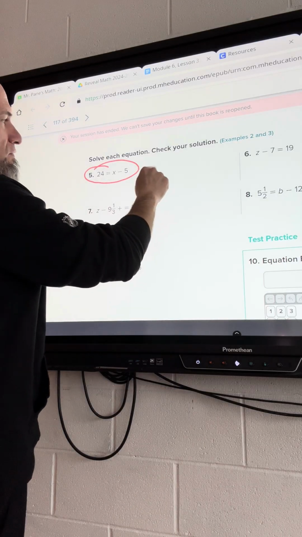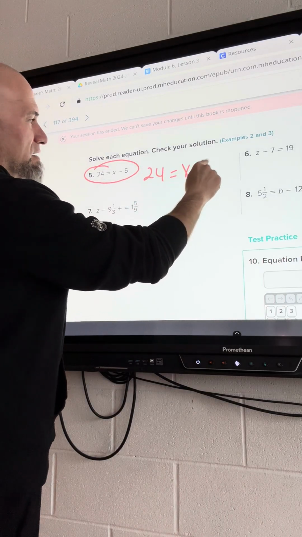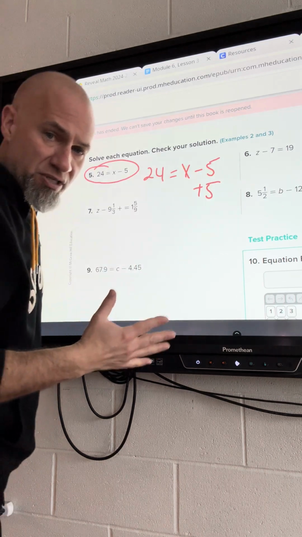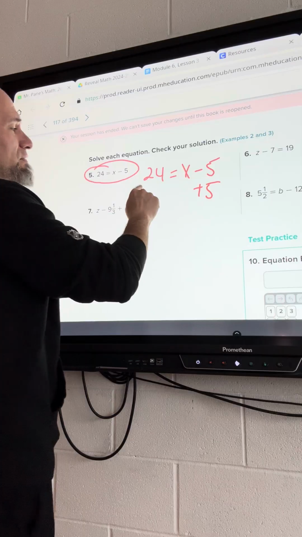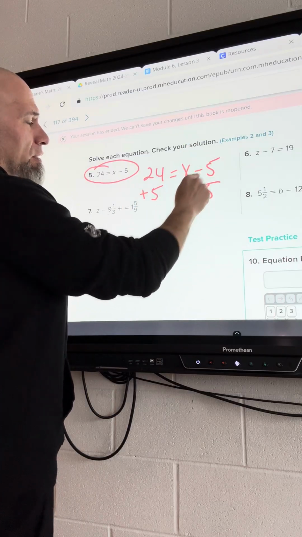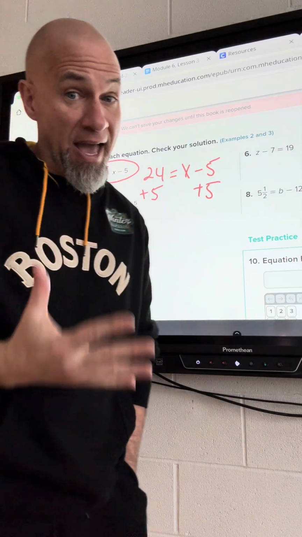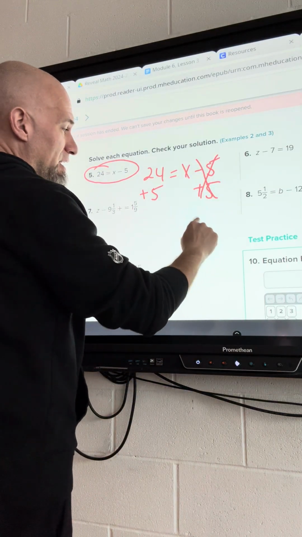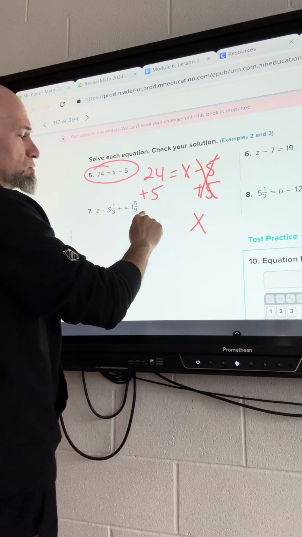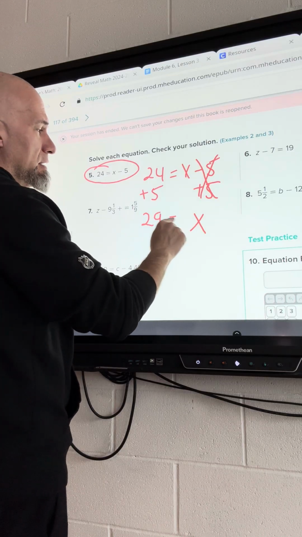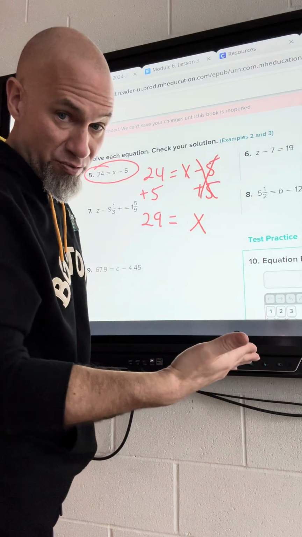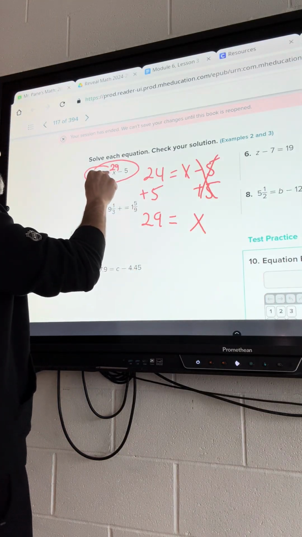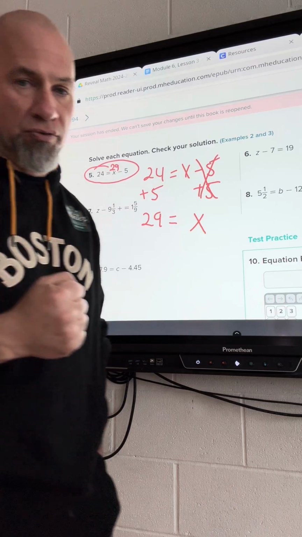All right, so 24 equals x minus 5. We have to use the inverse operation, the opposite operation, add 5 to both sides. Remember, when you subtract 5, it's like adding a negative 5, so these cancel out. The 5s cancel out, and the x is left by itself, and then 24 plus 5 is 29. So 29 equals x. Plug that back in the original problem. 24 equals 29 minus 5, that's true.